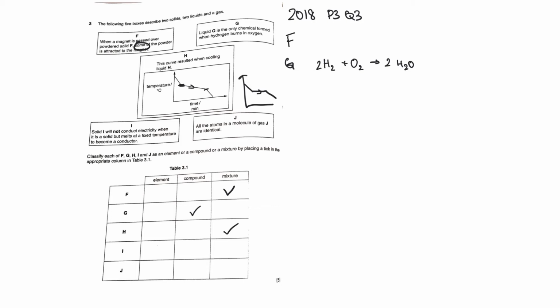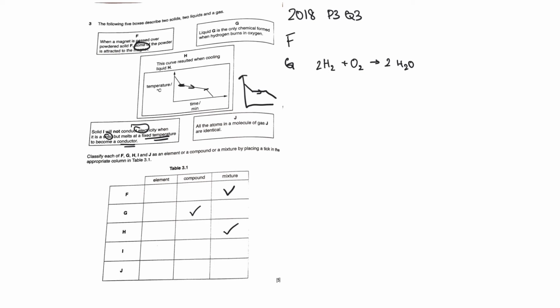So we look at I. Solid I will not conduct electricity when it is a solid, but melts at a fixed temperature to become a conductor. First of all, there are 2 sets of information here. It does not conduct electricity when it's a solid, but melts at a fixed temperature and becomes a conductor. The first thing we look at is that it melts at a fixed temperature. As we learned from H just now, if it is a mixture, it will not be at a fixed temperature throughout. But this is a fixed temperature. So we can surely say this is not a mixture, so it's either an element or a compound.